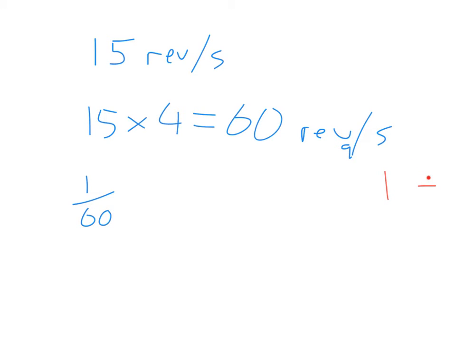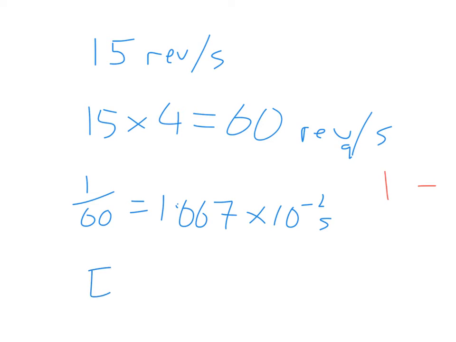Again, a quarter turn. So if we divide 1 by 60, we get 1.667 × 10 to the minus 2 seconds. Again, that's the time it takes for a quarter turn to go from an upright position to a 90 degrees rotated position. Now we can just fill all the information we've gathered so far into our formula for induced EMF.